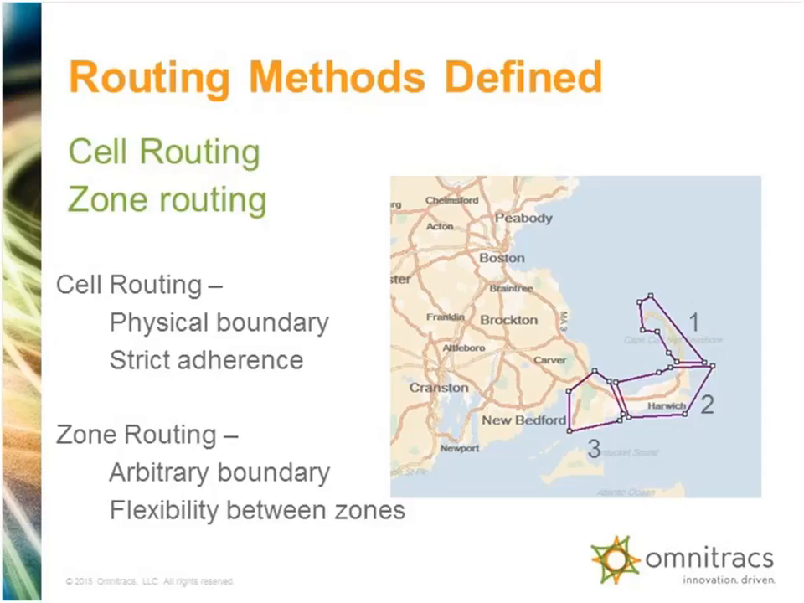A way to get around that is the zone routing. A zone routing is an arbitrary boundary, and it gives you some flexibility between the zones. I chose this example because I was at a customer up in the Boston area that had the same scenario. What we did is we created zone 1, so all the customers in cell 1 were assigned zone 1, zone 2, cell 2 to zone 2, and so forth. What this allowed us to do is route zones 1 and 2 together so we can catch some overflow, and then we routed zones 2 and 3 together to create any kind of imbalances, and we tried to reduce that as much as we could.